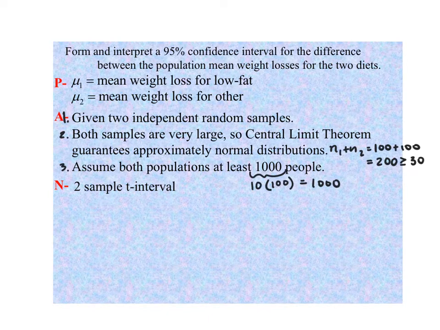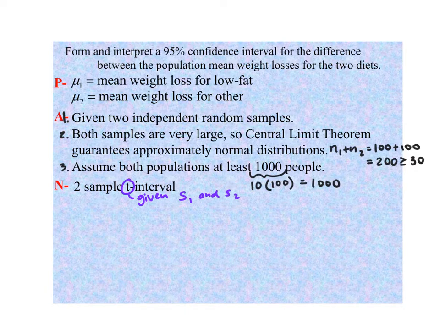Let me get a different color here. So we're using T because we were given S, well, S1 and S2, the standard deviations from the samples. That's mainly the reason, because they're giving us S1 and S2.